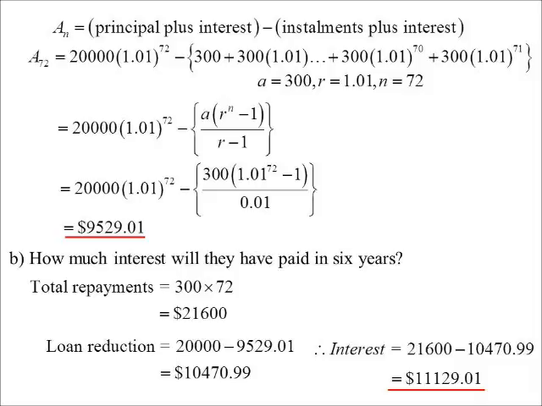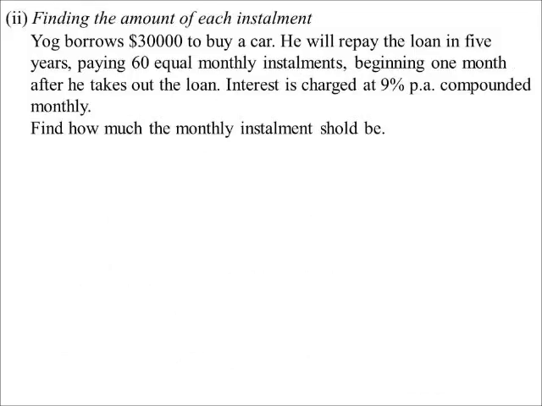Remember how much I borrowed? 20,000. And so after 6 years, I've already given them an extra $11,129. And home loans are like that, even though interest rates are quite small. Because they're taken out over such a long time period, you end up paying a lot of money in interest. So what about if the problem was I want to work out how much to pay back? Because I know, okay, I want to pay it off in so many years.